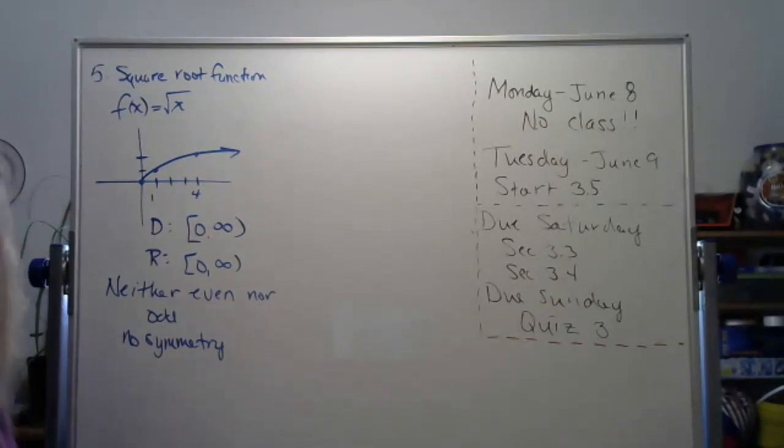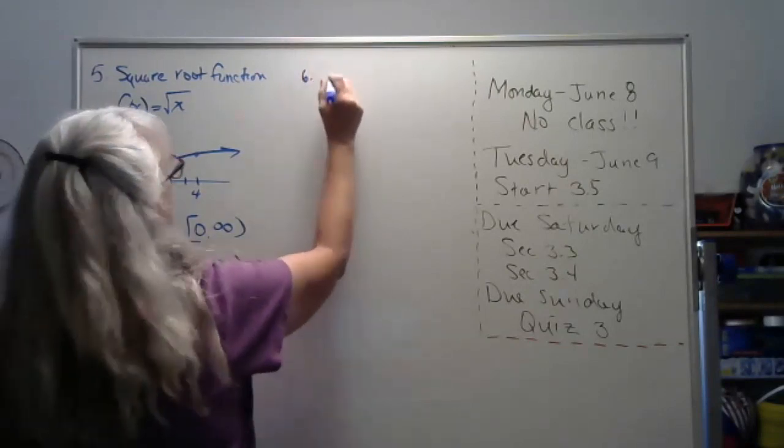And if we can do a square root, we should also do the cube root. So number 6 is the cube root function.